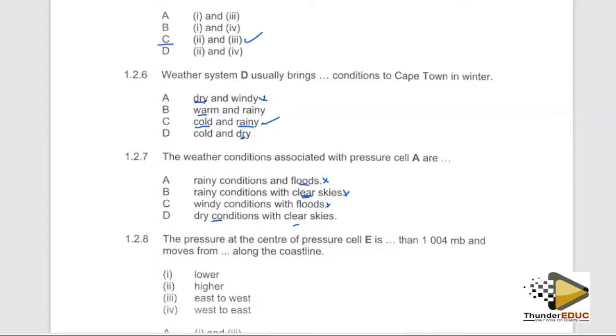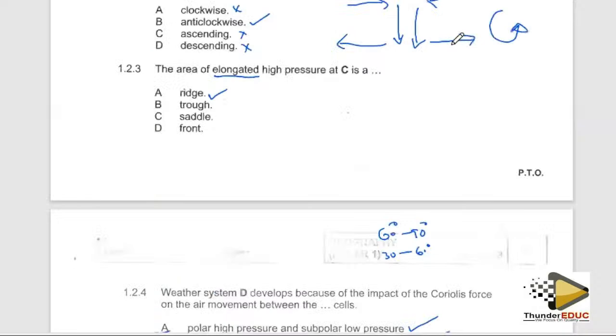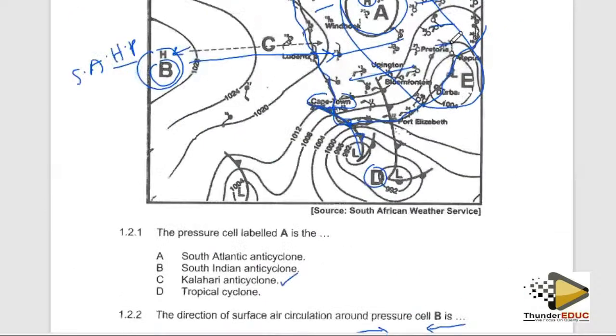Then number 1.2.7, let me first remove this because I made a mistake. 1.2.7 says the weather conditions associated with pressure cell A. Yes, that is correct. Let us check pressure cell A. Yes, pressure cell A, it is our high pressure cell called the Kalahari or the continental high pressure cell.